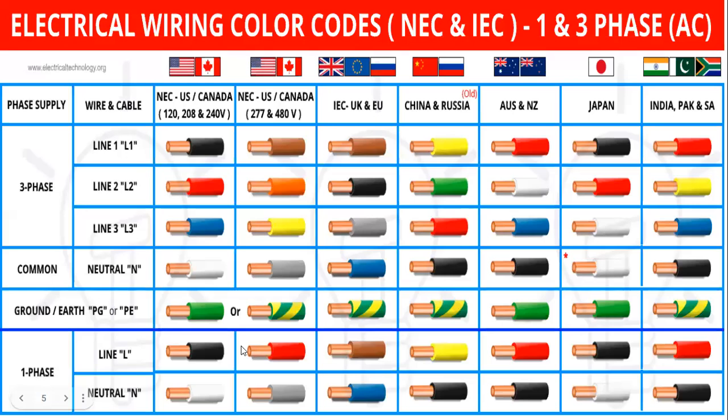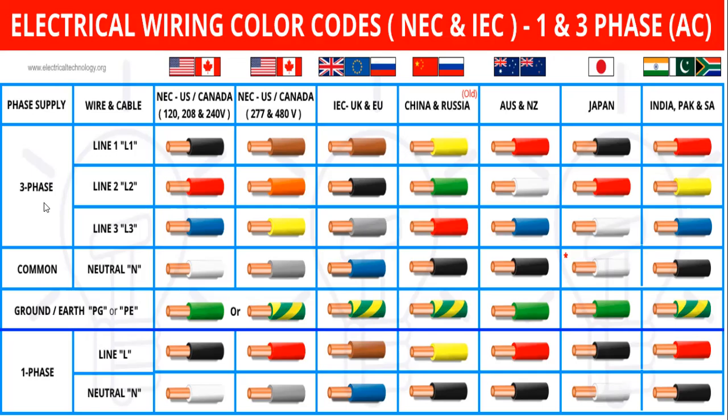Here are some color codings as per the states and countries, what and where they are used according to the color conventions. For example, different countries like the US, Canada, and the UK have different color conventions. China and Russia have others. Australia, New Zealand, Japan, and the South Asian subcontinent have different conventions.